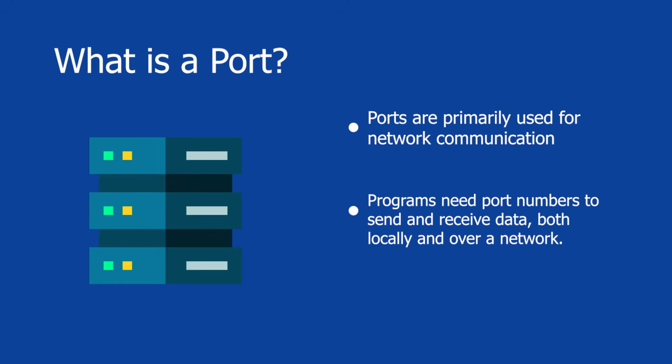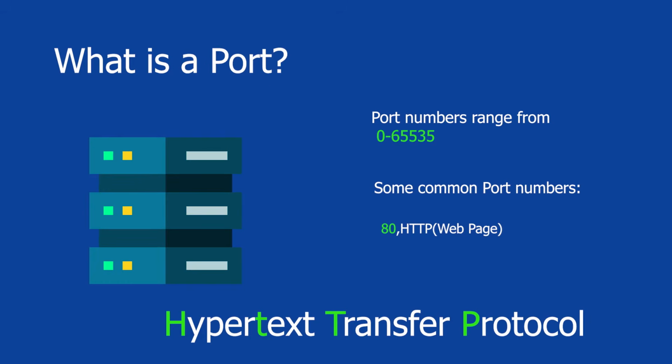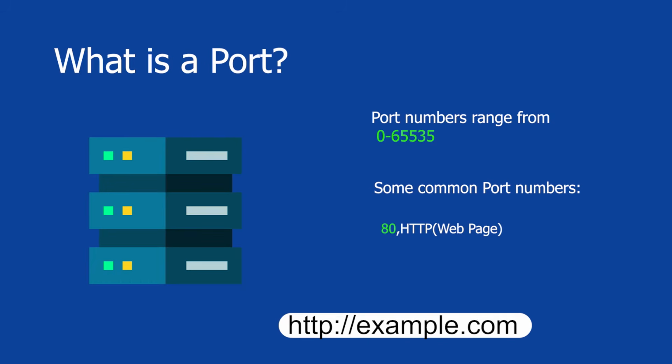So in other words, ports act like doors for programs. They make sure data goes to the right program, whether on your PC or over the internet. A port number is a virtual number, similar to an IP address. It's a number, not a physical device, and it simply indicates where data should be sent. An important thing to know is that port numbers only exist in the range from 0 to 65,535.